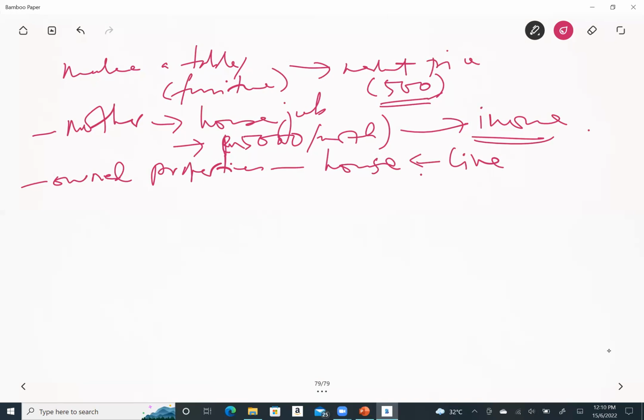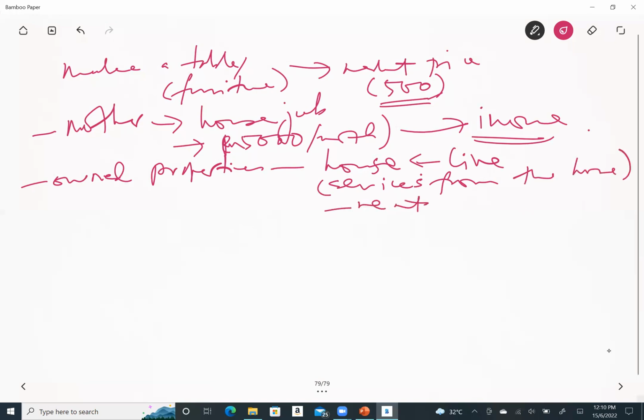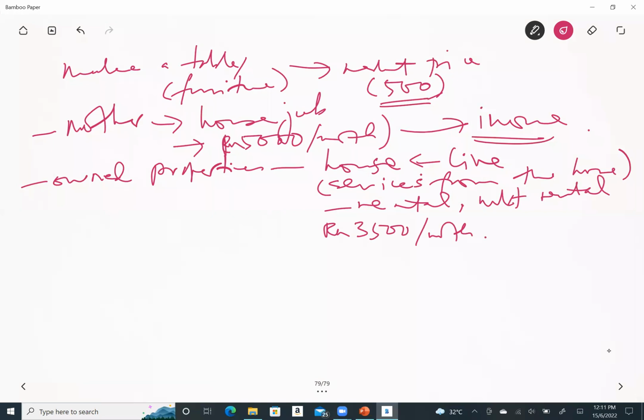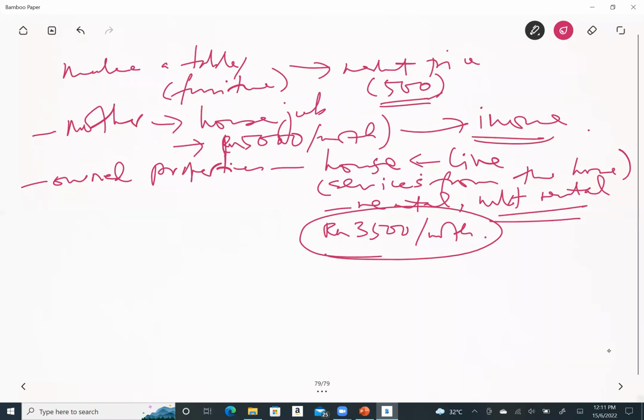But when you own your property and live in it, it's the services that you get from the house. Now, what is the services from the house? That is the rental. If you let somebody else stay in the house, how much rent do you ask for? Again, of course, the market rental. So let's say the market rent for your house is 3,500 a month. That is considered income, even though you are staying in your own house. If you rent that house to another person, this is how much you get for rental. So you have to get the market rental for the house.